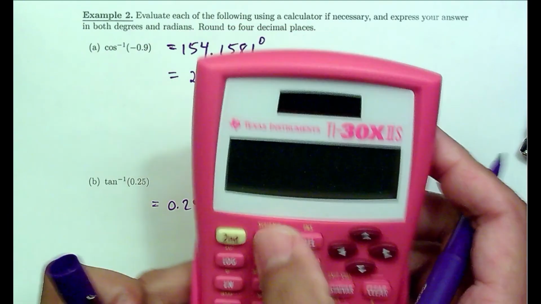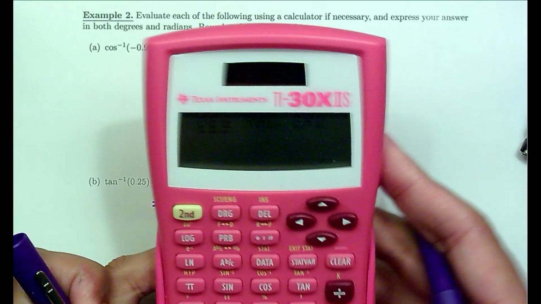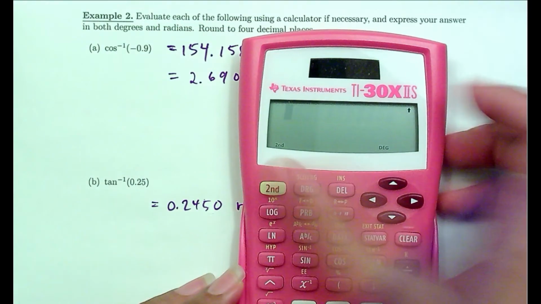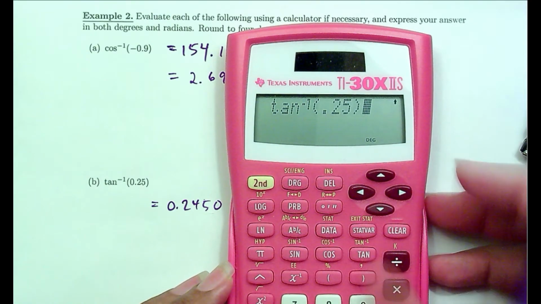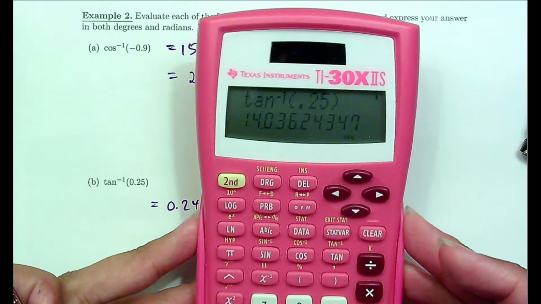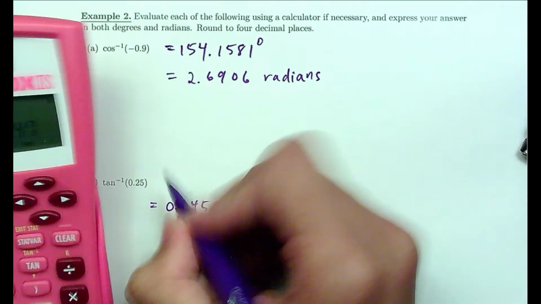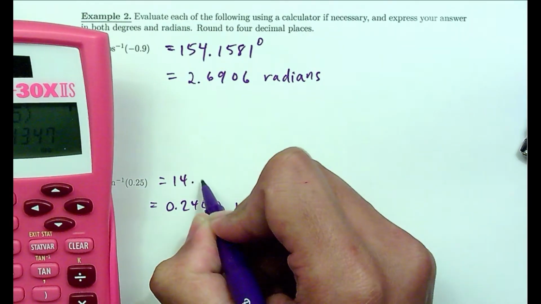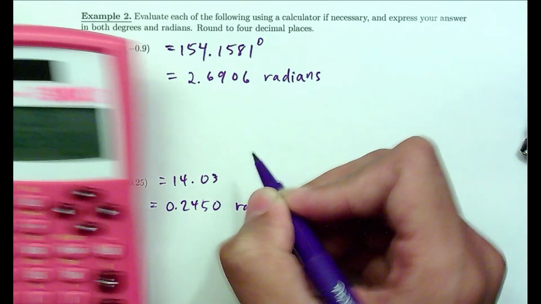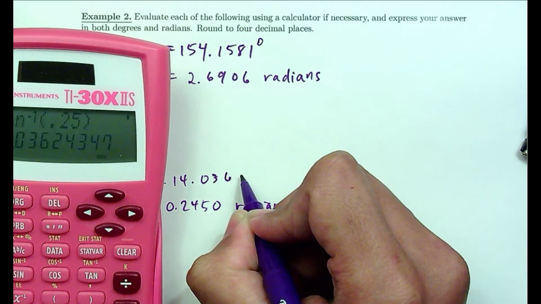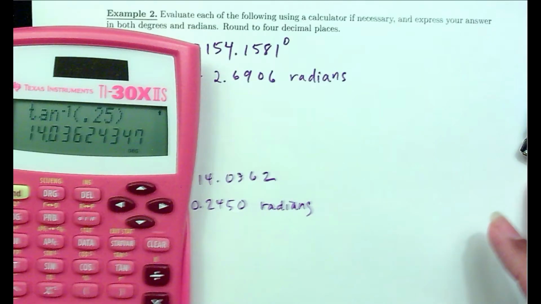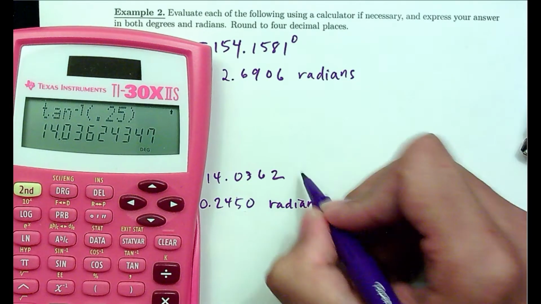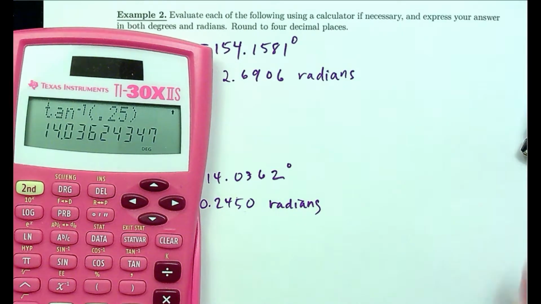Now let's clear it and change it to degrees. Let's do it one more time. Tangent inverse of 0.25. We get 14.0362, sorry, 14.036. And this is degrees, so you can write the little circle.